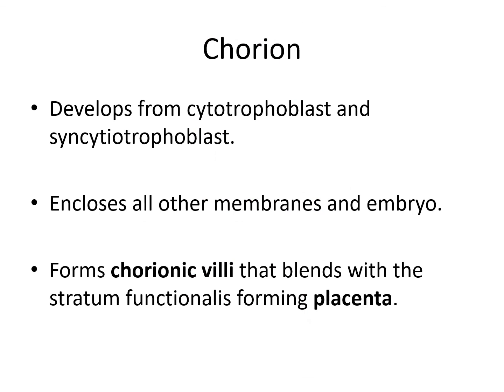Another important structure is the chorion. Okay, and this develops from both the cytotrophoblast and the syncytiotrophoblast, and it encloses all the other membranes of the embryo. So the chorion is the outermost layer surrounding the embryo, and it forms chorionic villi that blend with the stratum functionalis to form the placenta.